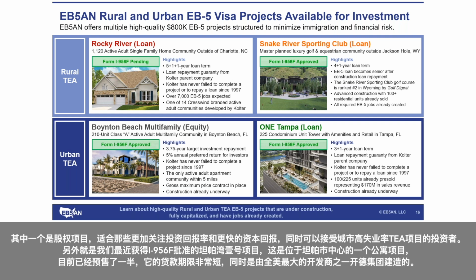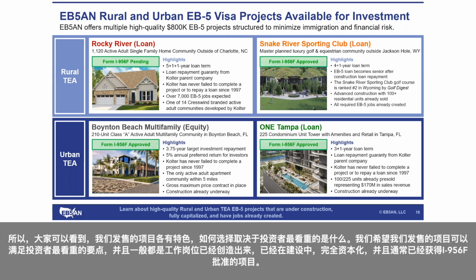And our most recent I-956F approval is for our One Tampa project, a condominium project in downtown Tampa, which is about halfway pre-sold at this point already with a very short loan duration. That's being built by Coulter, one of the largest developers. So as you can see, it's a bit of a grid depending on what an investor prioritizes. We want to have a deal that fits best for what their priorities are, typically with jobs created, already under construction, fully capitalized, and quite often with the I-956F already approved.